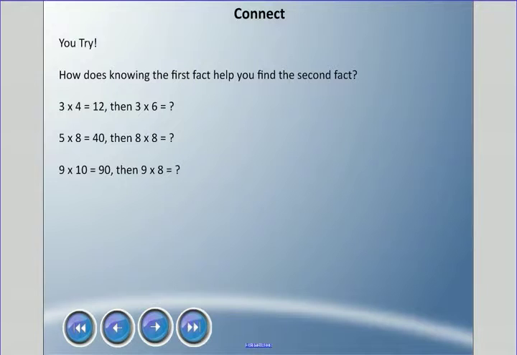Well, if I know that 3 times 4 is 12, that's 4 and that's 6, because the 3 stays the same. I'm going to do 2 more groups of 3. So if I know 12, I'm going to skip count 3 more, which gets me to 15, and 3 more, which gets me to 18. And because of that, I'm going 2 groups of 3. I know that 3 times 6 equals 18.